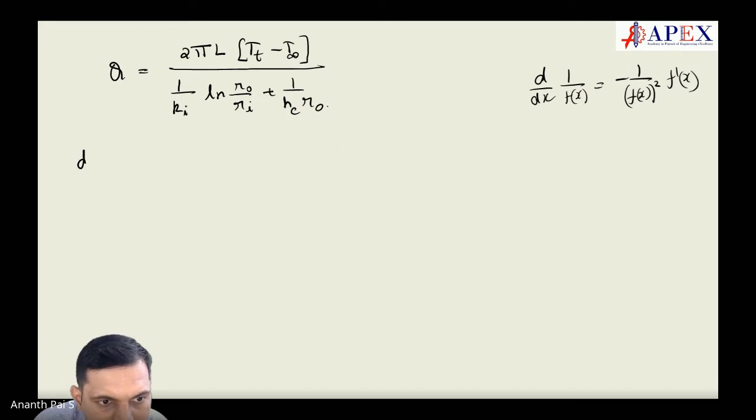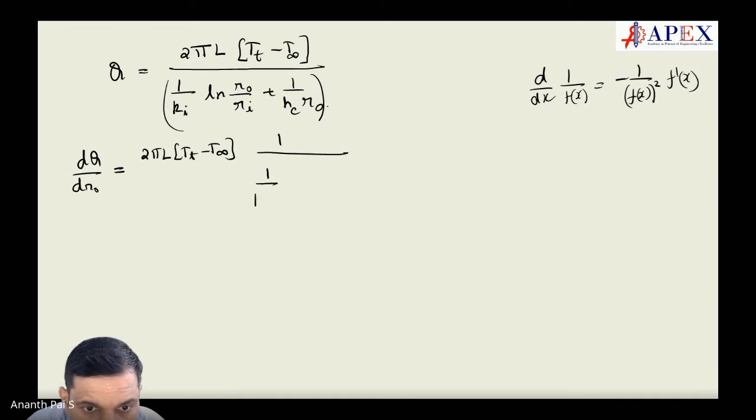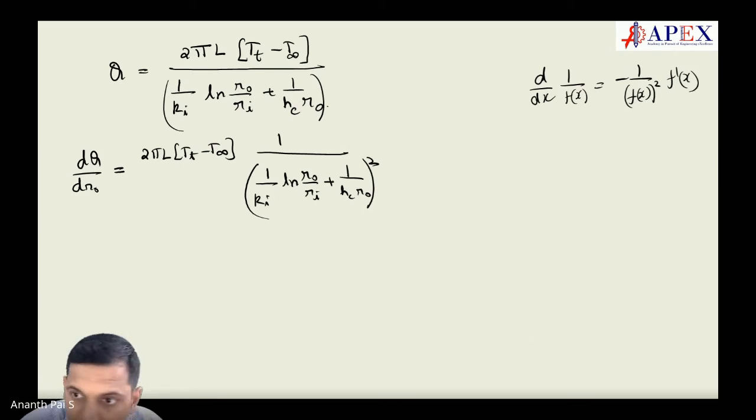So I will use dq by dr naught is equal to 2 pi L (T0 minus T infinity) into 1 by, what is f of x here? This particular part. I will write 1 by ki into log of r naught by ri plus 1 by hc into r naught, the whole square. Now you have to differentiate f dash of x. So what you are doing, you are differentiating this. Okay, there is a minus here which we have missed obviously.